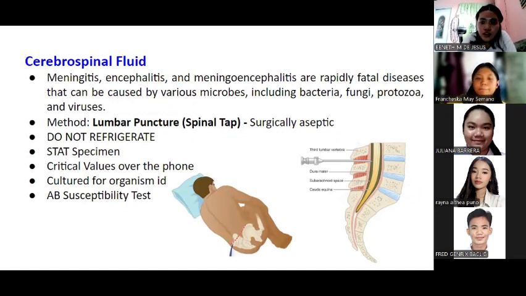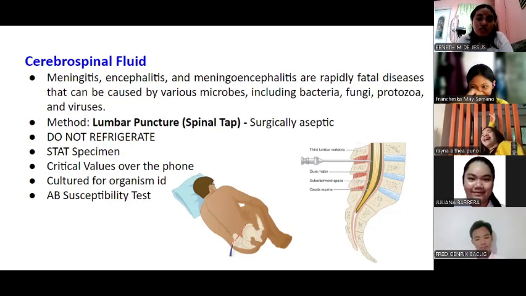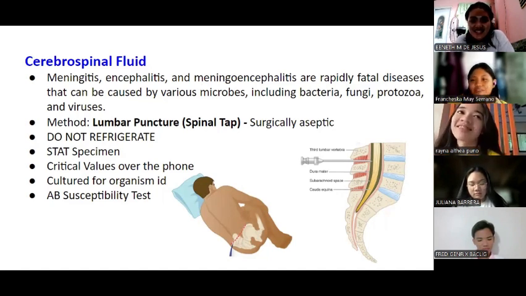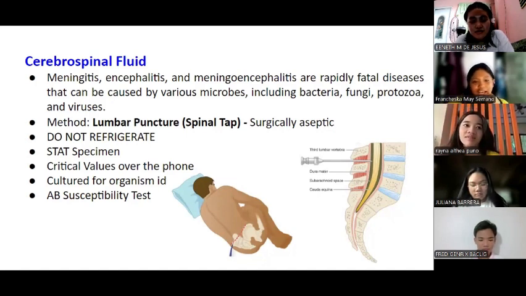So, yung procedure niya is mag-insert ng needle into the spinal canal, most commonly to collect cerebrospinal fluid for diagnostic testing. The main reason for a lumbar puncture is to help diagnose diseases of the central nervous system. So, do not refrigerate. Additional lang for cerebrospinal fluid or spinal tap, it is done by a physician, not by us, kasi it is sensitive kasi nga sa spinal area.